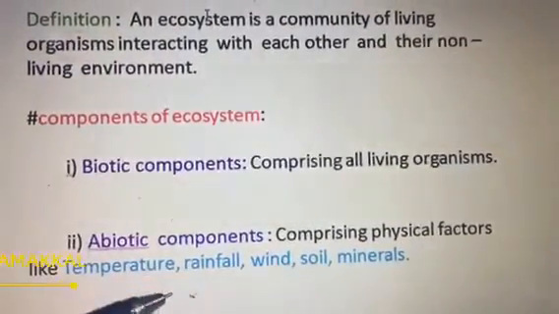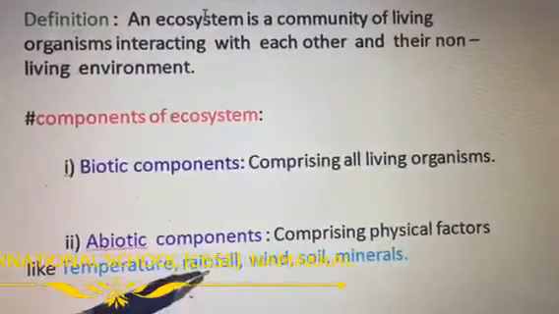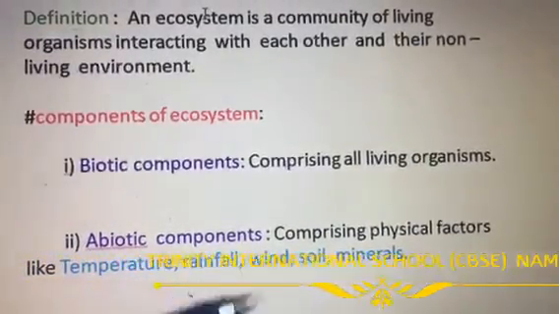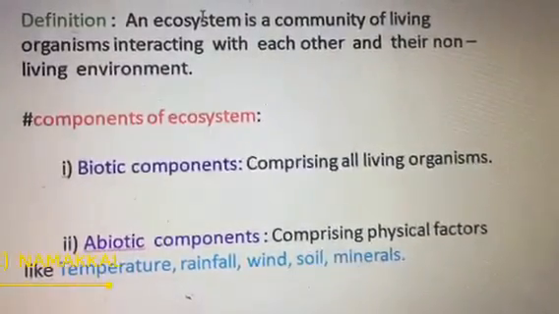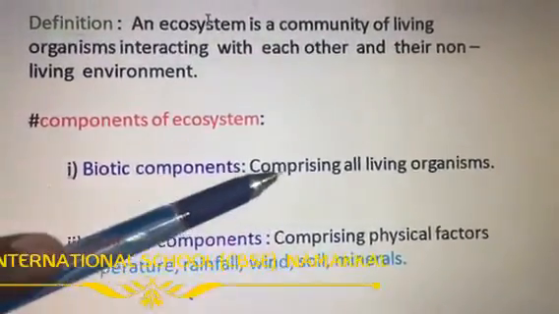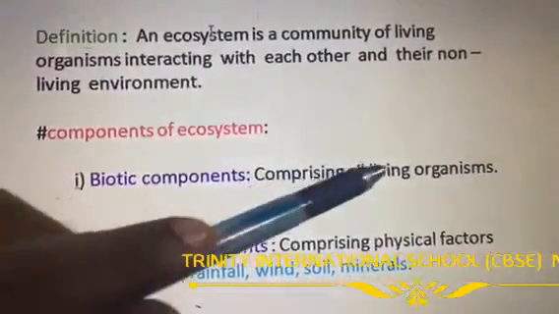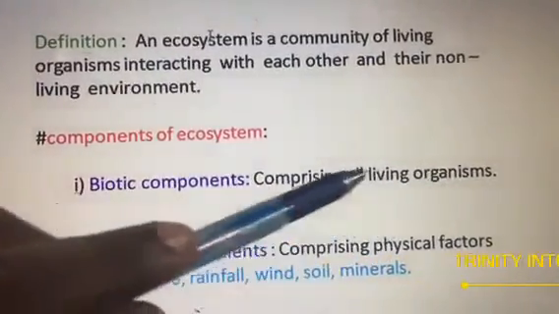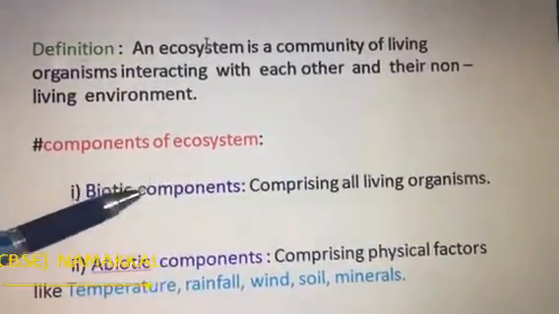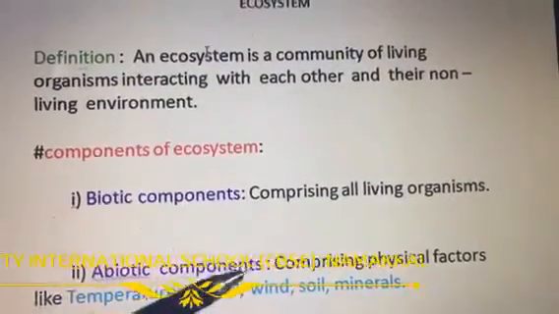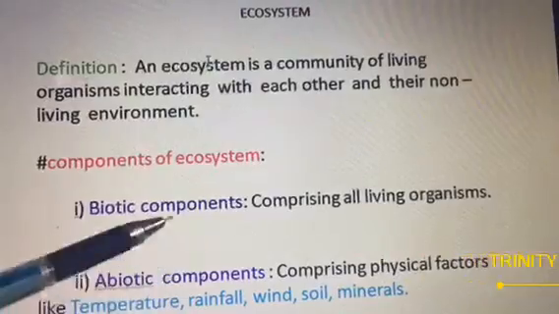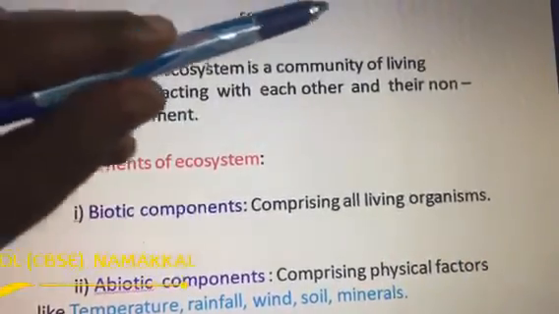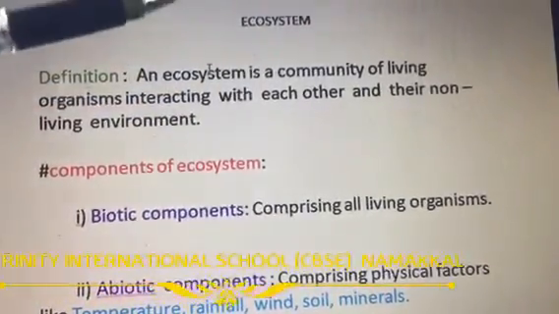For example, from temperature and rainfall we get water. Wind, oxygen we need for breathing. Soil is needed, minerals are needed. To whom? For living organisms, whether plants or animals. So biotic components and abiotic components interact with each other, so it is called an ecosystem.